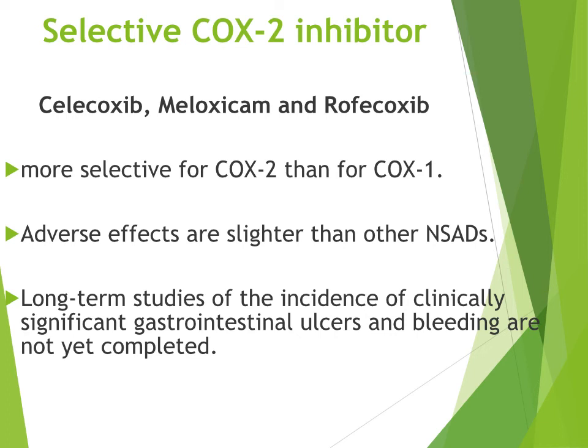Again, this agent can be associated with thromboembolic events. Why is that happening? Remember, we said when we inhibit one arm of the pathway, we activate the other arm. Remember that the cyclooxygenase 1 pathway is associated with thromboxane production. Thromboxane causes platelet aggregation. So when we inhibit the cyclooxygenase 2 enzyme, we have more thromboxane production, more platelet aggregation, so more risk for the patient of developing a thromboembolic event.